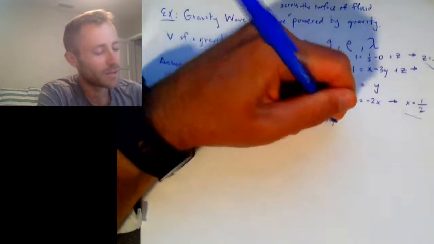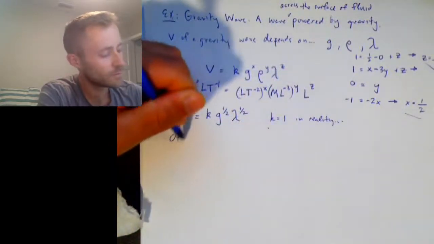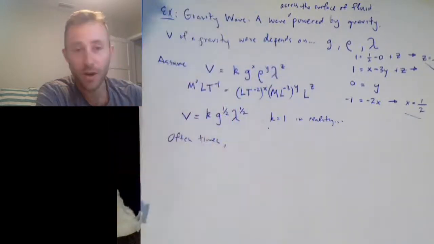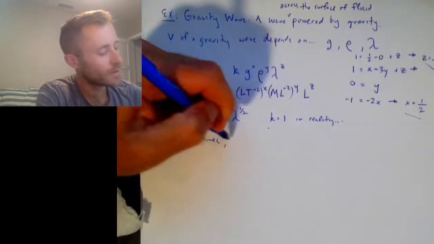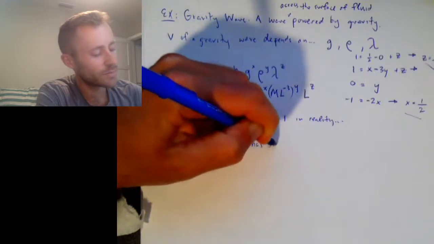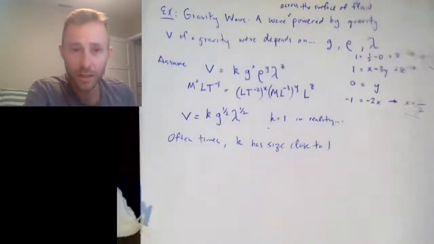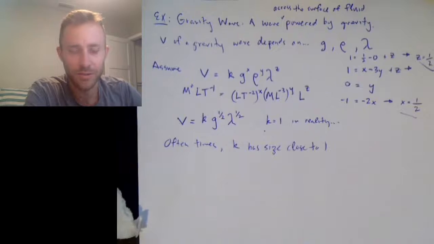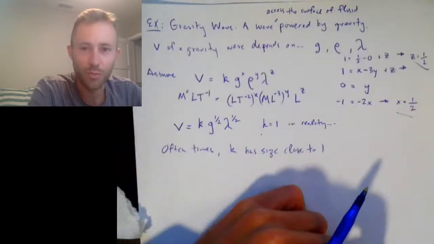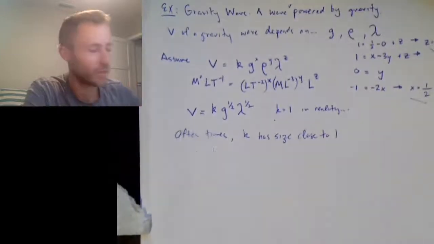Okay? And so the lesson from that is oftentimes the constant has a size close to 1. Okay? And I say that in the sense of a Fermi problem. Like, you know, it's not going to be 100 or 1/100th. Usually it's, you know, a reasonably sized number that's around 1. Okay? We're going to do one more example.